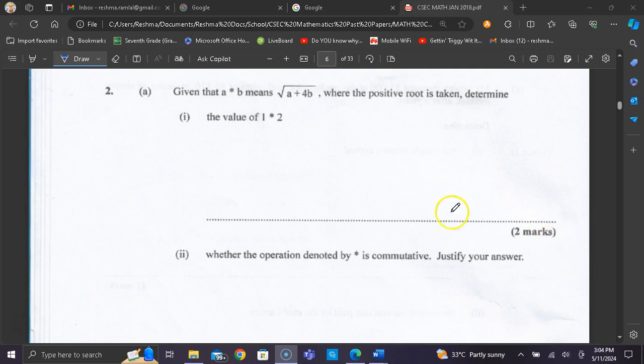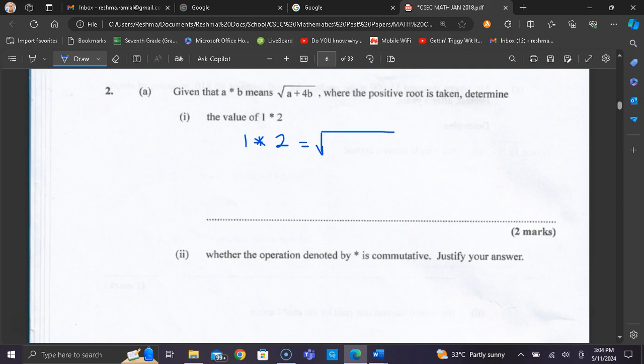The asterisk is what we call a binary operation, binary meaning that it is an operation between two numbers A and B. In this case, A is 1 and B is 2. So to find 1 asterisk 2, it's basically substituting A is 1 and B is 2 into the rule for the operation. So therefore, 1 asterisk, and it's not a multiplication sign. The asterisk signifies the operation given.